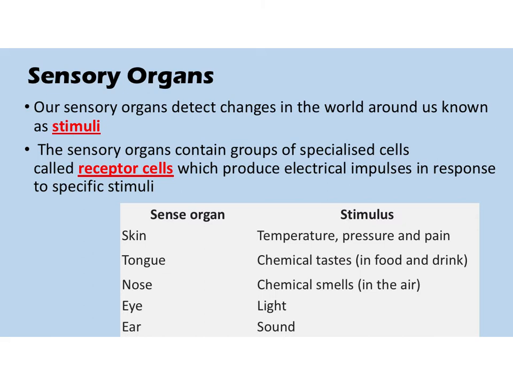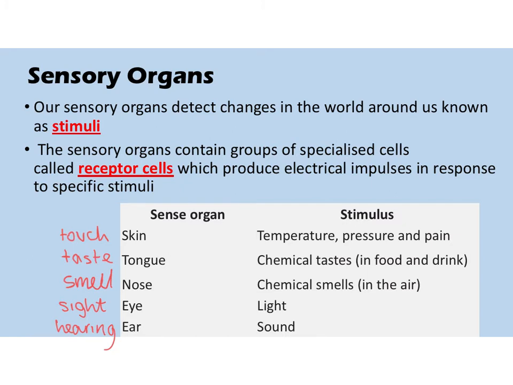Okay, so now we're going to look at sensory organs. Our sensory organs detect changes in the world around us, known as stimuli. The sensory organs contain groups of specialized cells called receptor cells, which produce electrical impulses in response to specific stimuli. So the sense organs are what we looked at in our starter activity, so skin, tongue, nose, eye and ear. So the senses for those is touch, taste, smell, sight and hearing.